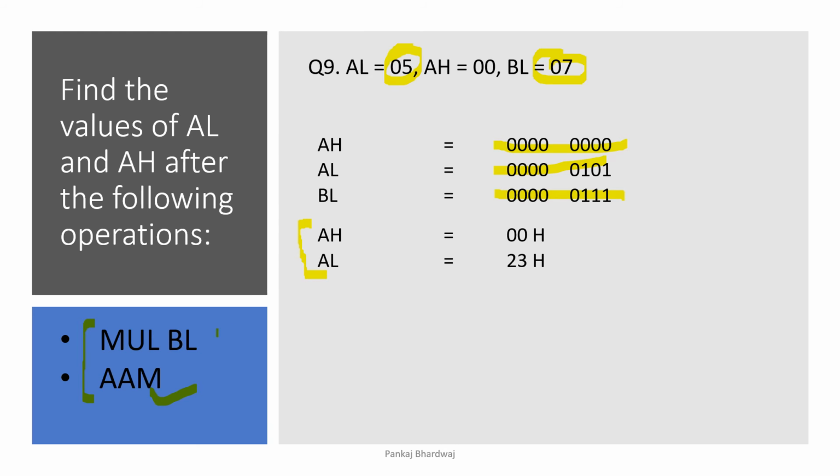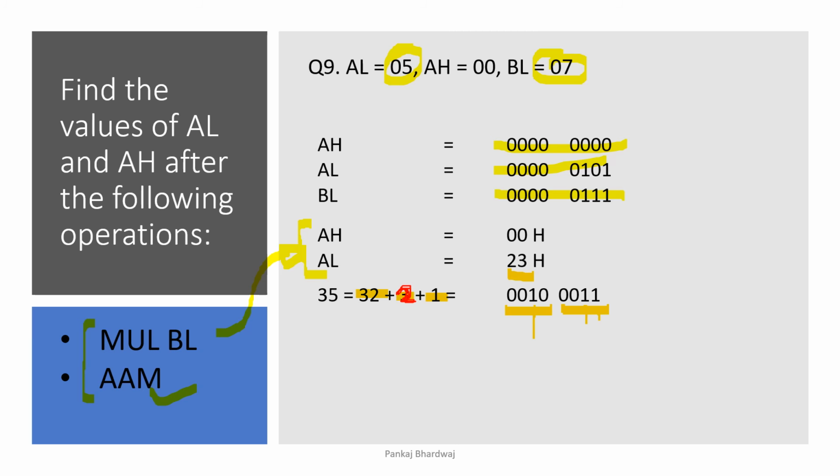Multiplication gives me the result, that is AH equals 00 and AL equals 23. Again, why 23 and how? This 35 equals 32 plus 2 plus 1. So this 32 bit plus 2 bit plus 1 bit will be 35. So this is 2 and this is 3. So this 23 will be the result after the multiplication operation.